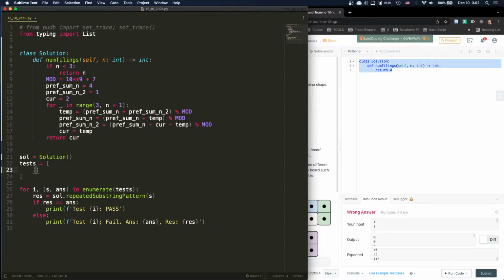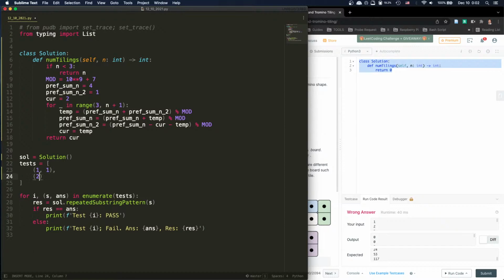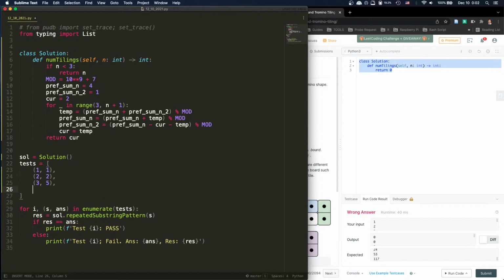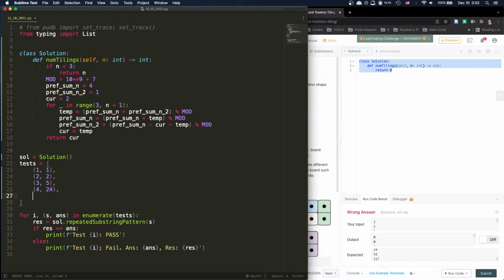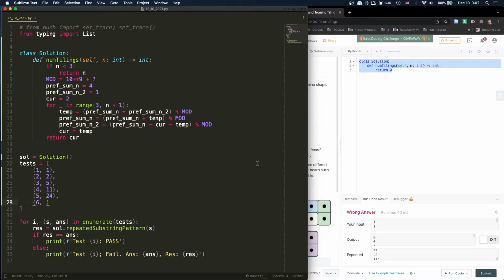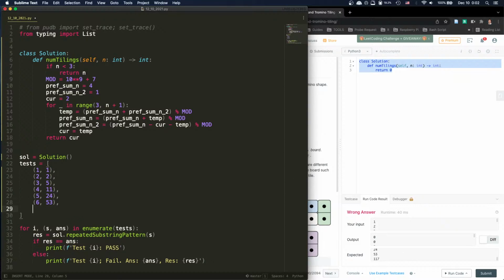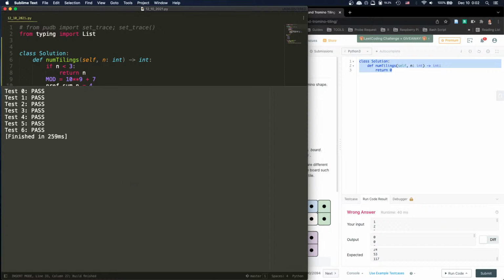We have lots of test cases. 1 is 1, right? 2 is 1. No, 2 is 2. 3 is 5. If I remember, 4 is, I think, 25. 24. No, 4 is 11. 5 is 24. 6 is 100 something. Oh, I forgot. 653, not 100. 7 is 117. Okay. See, this one hits. Shall be right. Yep.